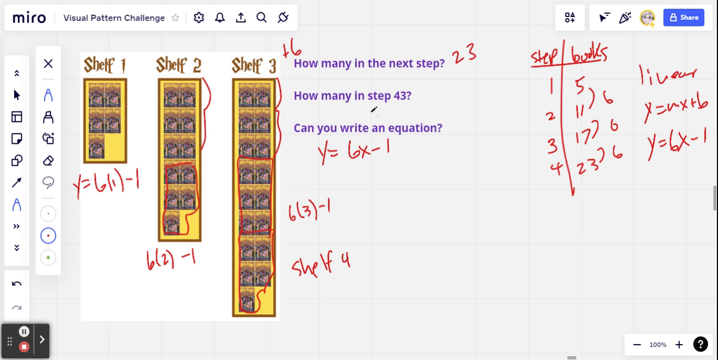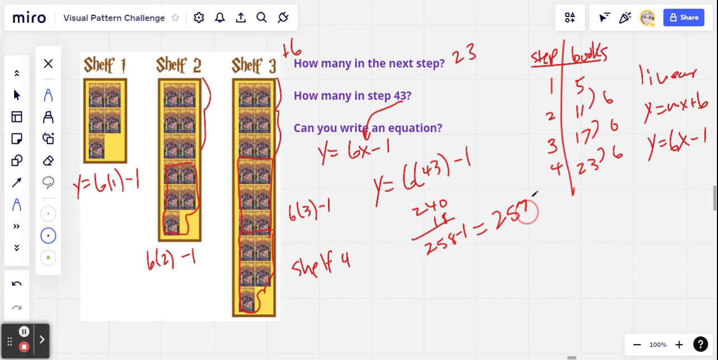And finally, to predict how many books in step 43, we're just going to put 43 in for x, the shelf number. So y equals 6 times 43 minus 1. What is 6 times 43? Well, 6 times 40 would be 240, and 6 times 3 would be 18. So that's 258. And then we just subtract 1, and we get 257 books in shelf number 43.